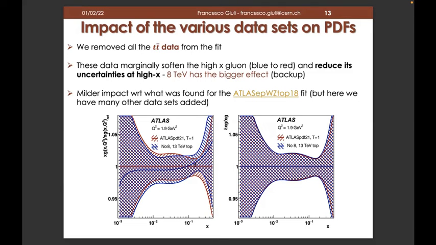If you have in mind the results from the ATLAS PDF WZ top 18 fit, where we fit the HERA data plus the WZ data plus the top data at 8 TeV, here it seems that the impact of the top data is milder compared to what we previously found in 2018. But you should also keep in mind that here we have many more ATLAS datasets added in the fit.